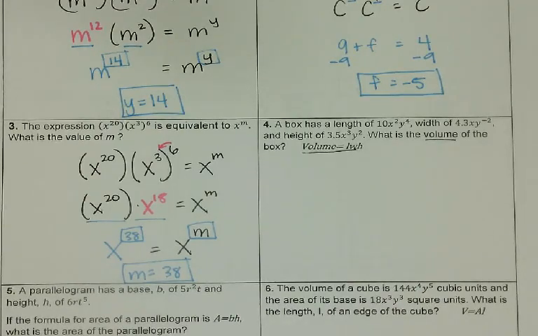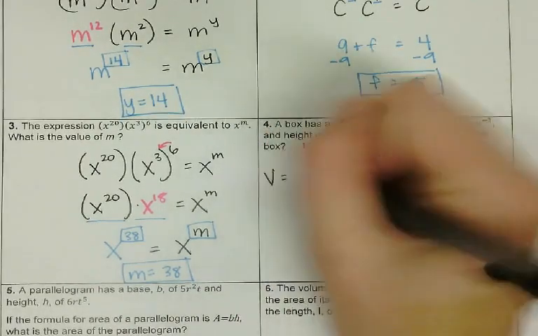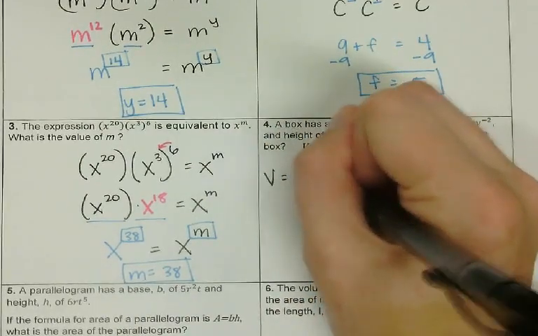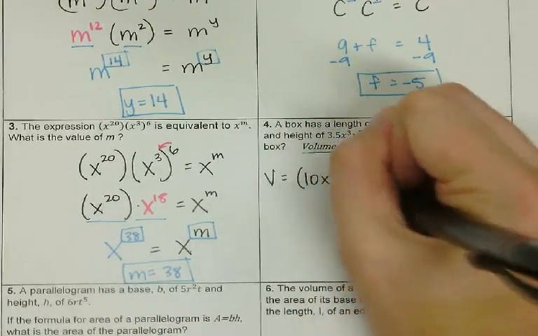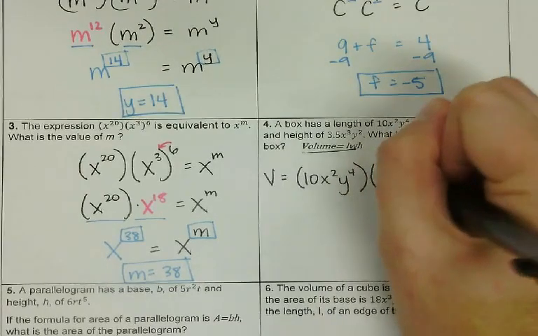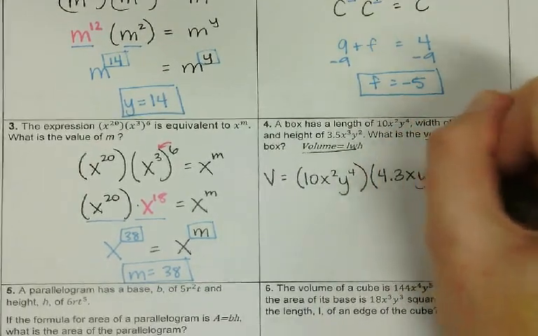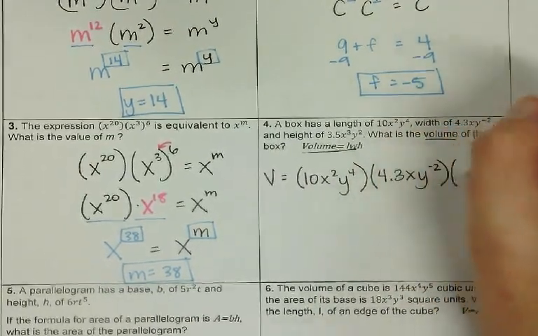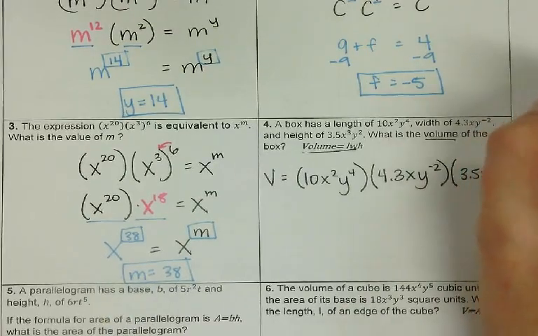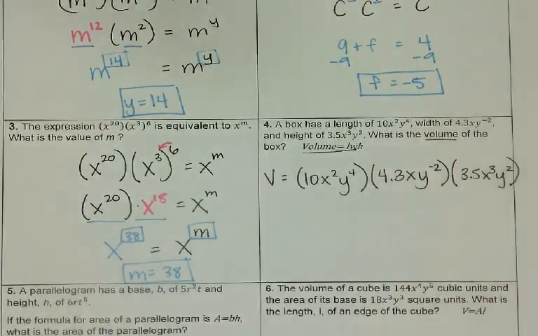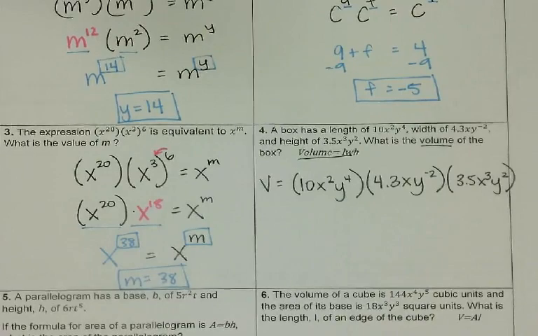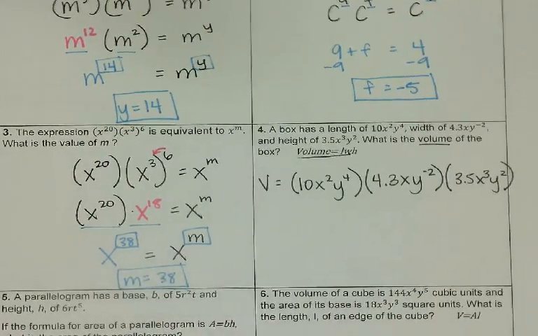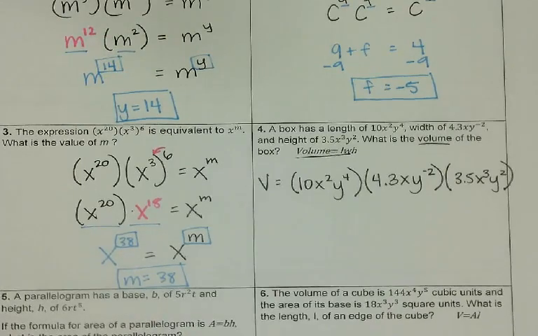Just multiply them all together. There we go. So when we multiply them all together, we're going to say 10x squared y^4 times 4.3xy^-2 and 3.5x cubed y squared. So guys, when we're multiplying all these together, what's the first thing that we're going to do?